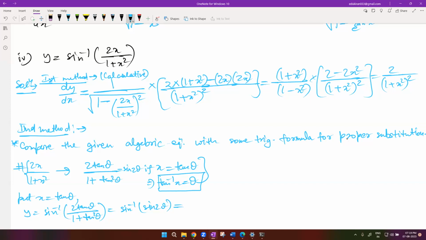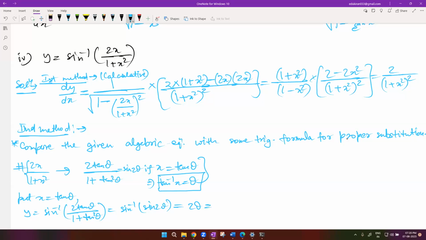And how can we do that? We have to observe this expression. This expression will directly converge into some trigonometric formula. For example, in this case, 2 tan theta upon 1 plus tan square theta, I used it directly because it gives me sin 2 theta. Now, sin 2 theta and sin inverse will help in reducing each other. So the expression will be only 2 theta, because sin inverse and sin cancel each other.